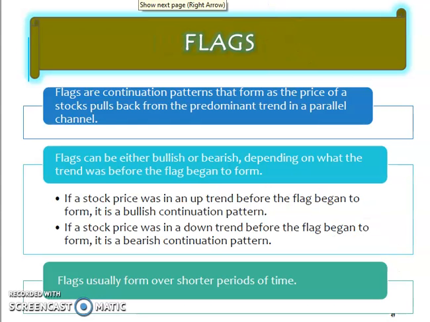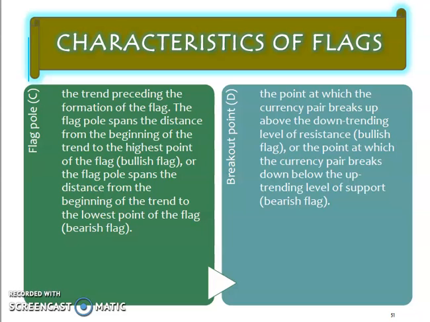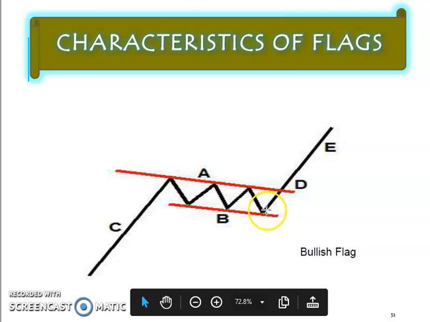Okay, so the next one is the flag. A flag is almost similar to the pennant. We still have bullish and bearish, but the pattern is a bit different: a flag looks like a rectangle, but what makes the difference between a rectangle and a flag is the time frame. A flag is similar to a pennant, it forms over a shorter period of time. The characteristic of a flag is similar to the pennant. They have 5 points, as we can see here.